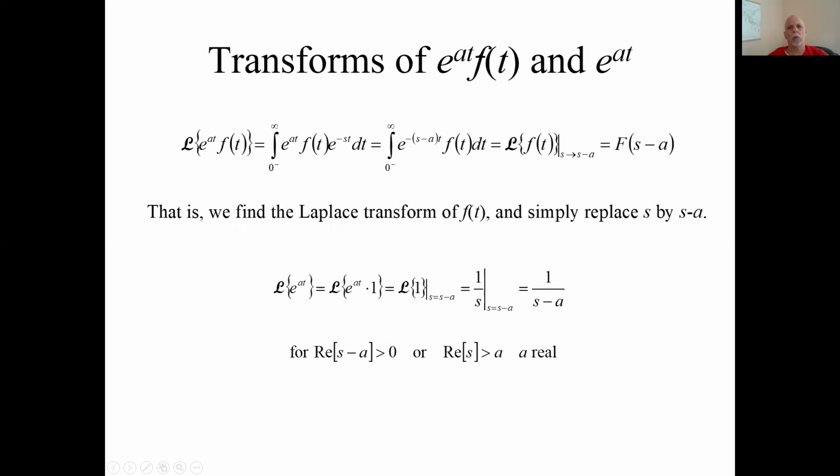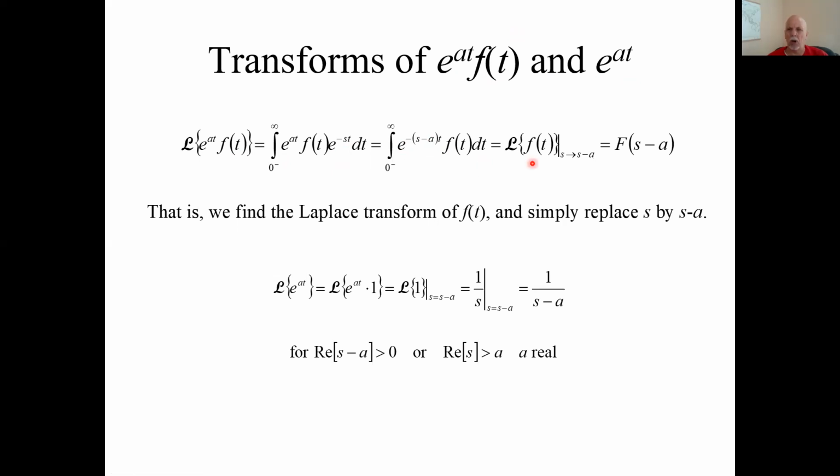Okay, let's look at what about this thing? You multiply any function by e to the at, and then we'll look at e to the at itself. So let's put this in the definition. That means that we can add the exponents when we multiply these e's. We have that. And if you look at this, it is the Laplace transform where we use s minus a instead of s.